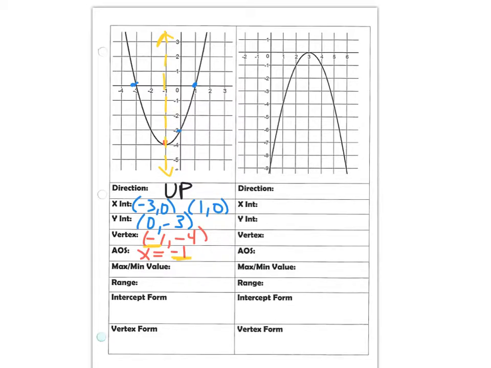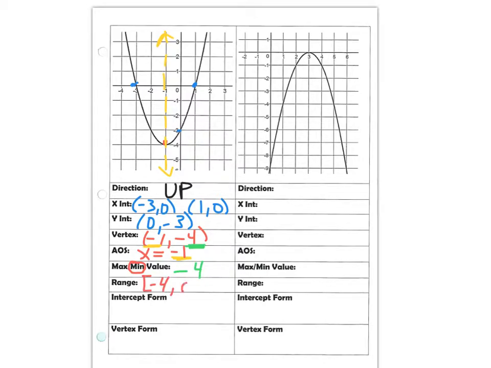Then I'm going to circle whether I have a maximum or minimum. Do I have a maximum or a minimum on here? I have a minimum. And the minimum value is the y value. So that would be -4, the y value of my vertex. Range, we should be okay doing range now, right? So my lowest value is down at -4.